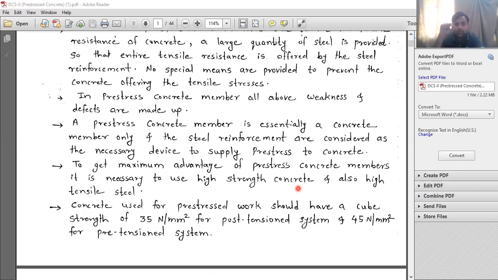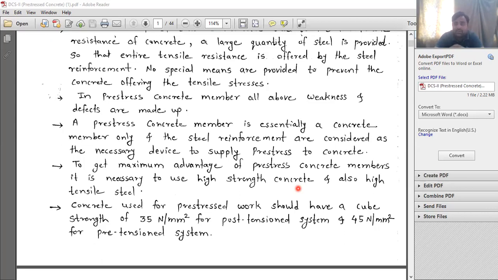Because after introduction of these internal stresses, they will counteract the stresses which are developed due to the loads. Direct stress and bending stress are the stresses developed due to the loads. These stresses are counteracted to the desired degree by this internal prestressing. So that is why we do the prestress.